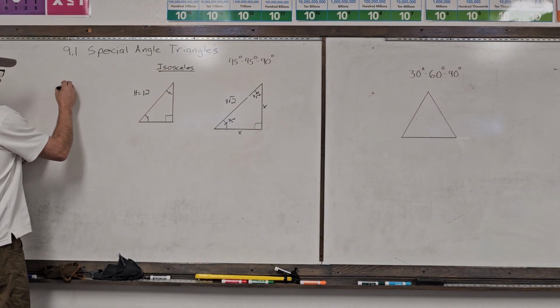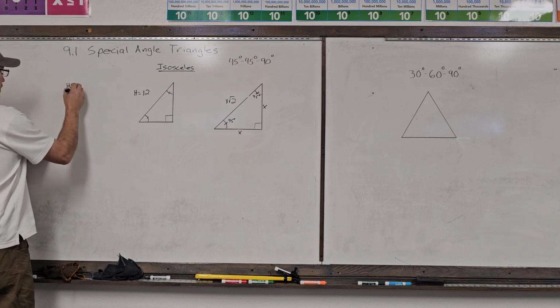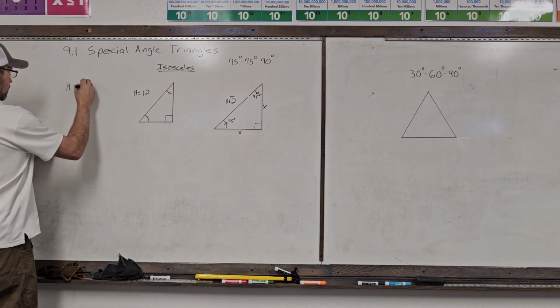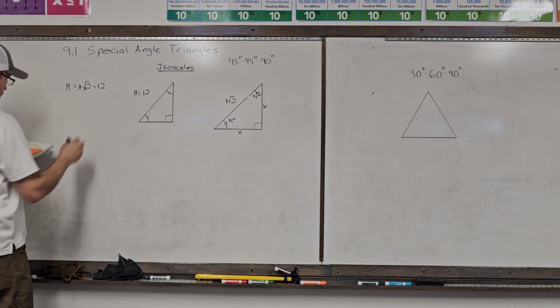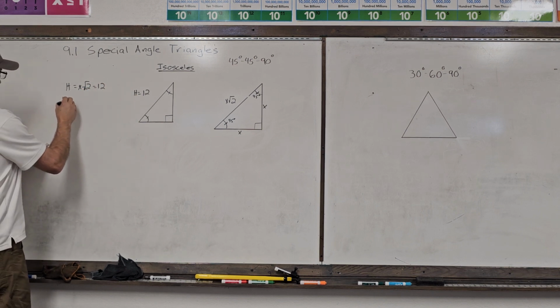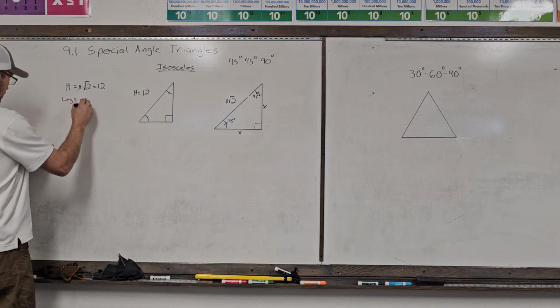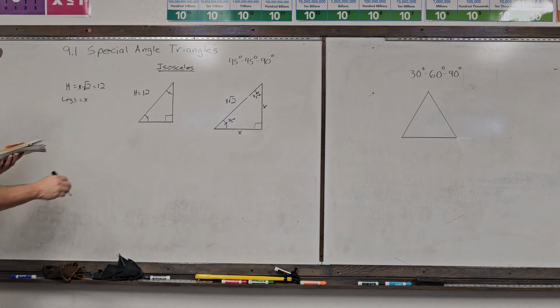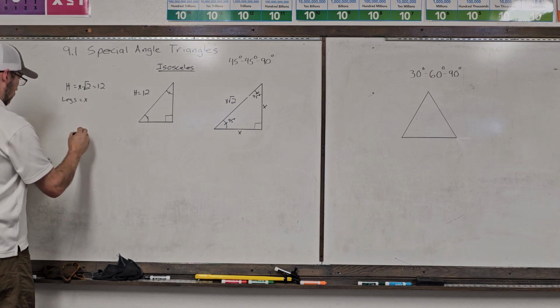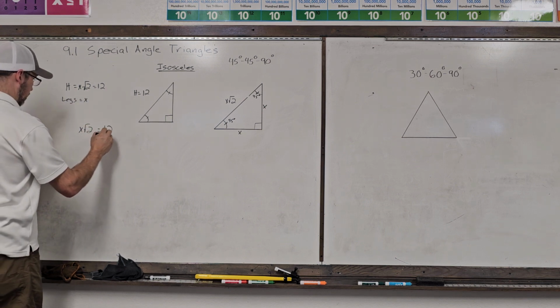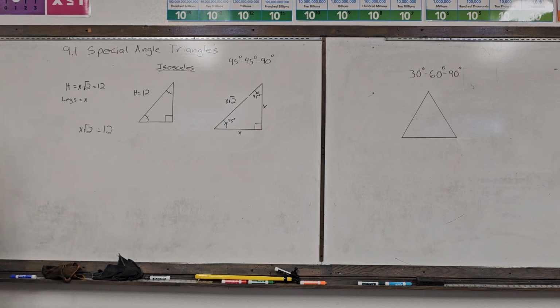So if I know that the hypotenuse is x square root of 2, I'm going to just make some notes over here. The hypotenuse is equal to x square root of 2, which in this case is equal to 12. I know the legs are equal to x. So I'm going to take this part right here, x square root of 2 equals 12, and I'm going to solve for x. I need to isolate this variable.